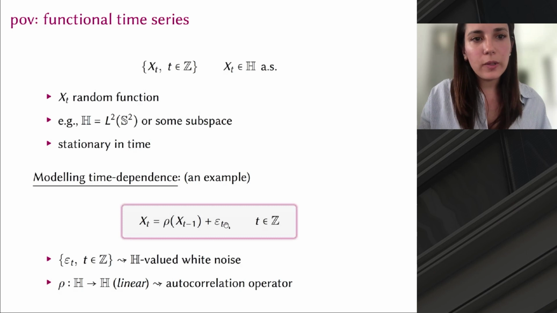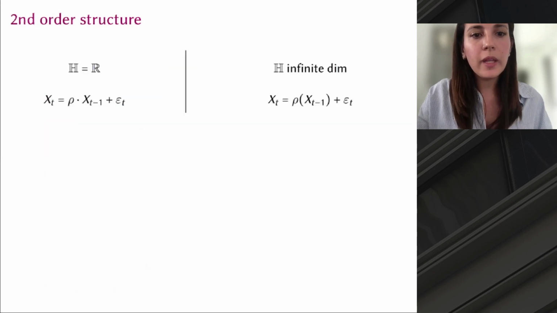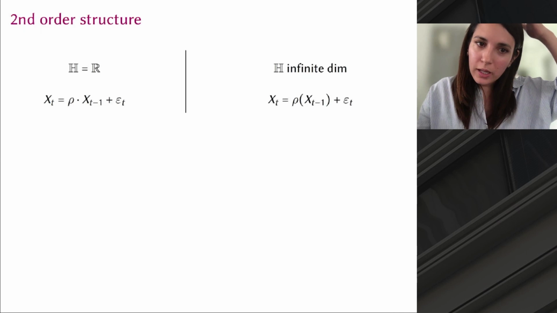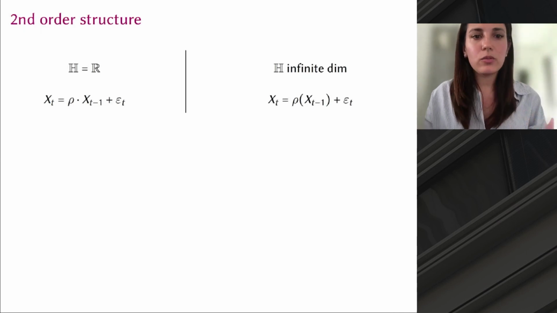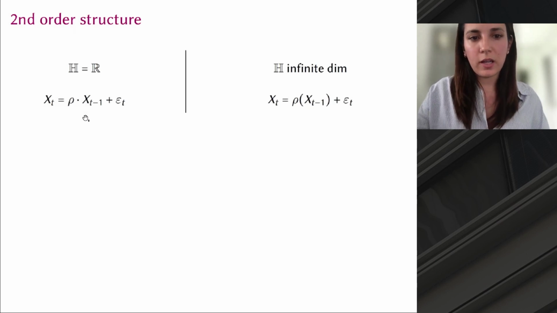And so it's a very well-known model in the functional community. And just to have a look at the structure and to make some parallelism: if your Hilbert space H is just the real line, then you have the standard autoregressive model, with your Xt, which is a scalar, your rho, which is a scalar, that multiplies X at time t-1. In the infinite dimensional setting, as I told you, we have instead an operator rho.